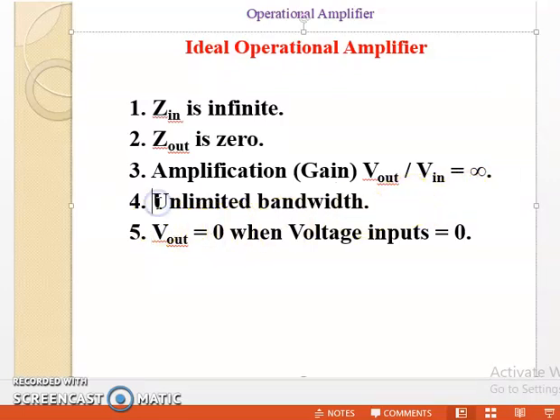Next characteristic is unlimited bandwidth. It has unlimited bandwidth. And the last ideal characteristic of an operational amplifier is V out, the output voltage, is equal to 0 when input is 0. No input, strictly no output. These are the various characteristics of an ideal amplifier.